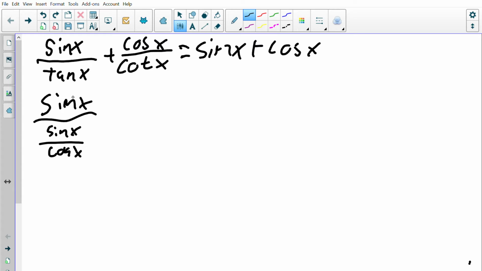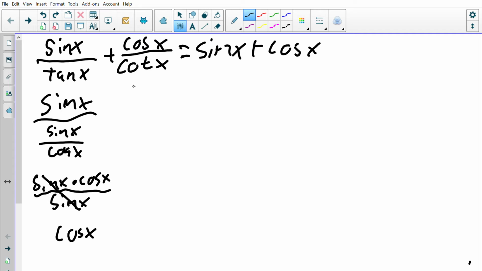Let's simplify this fraction first. So I have a fraction over a fraction, which means I write this first one, and I'm going to flip and multiply the bottom. This was the top. It is now the bottom. And then I can cancel the sine by the sine. So I'm left with cosine of x.